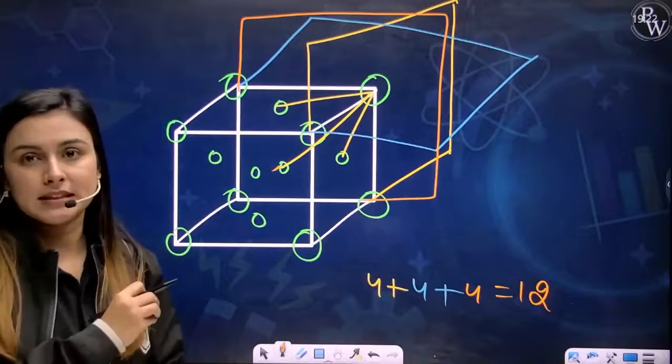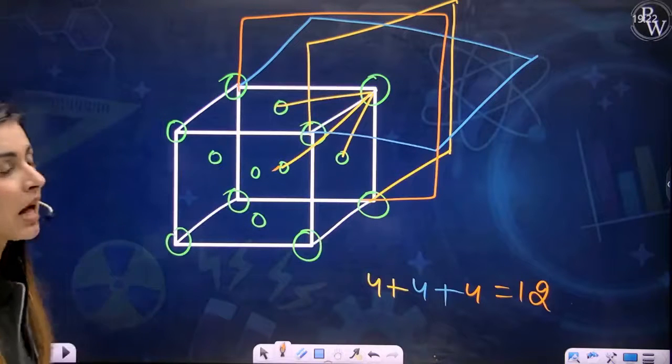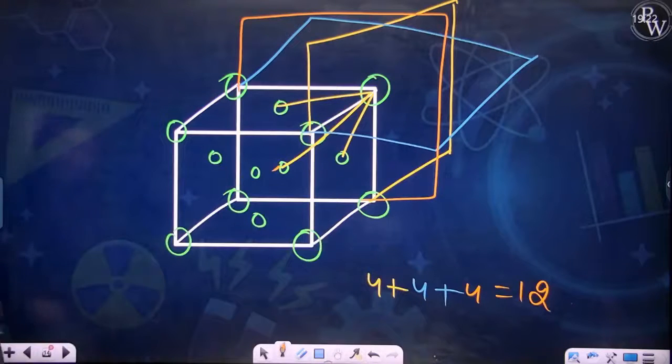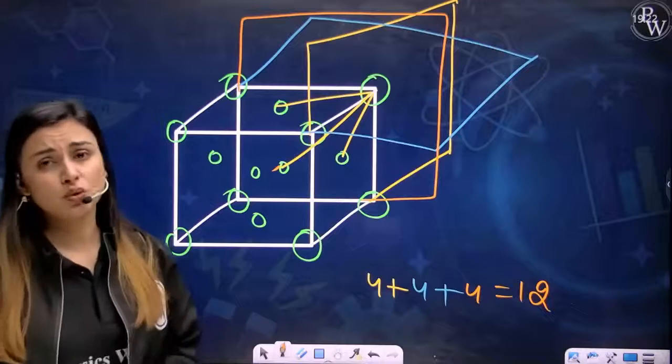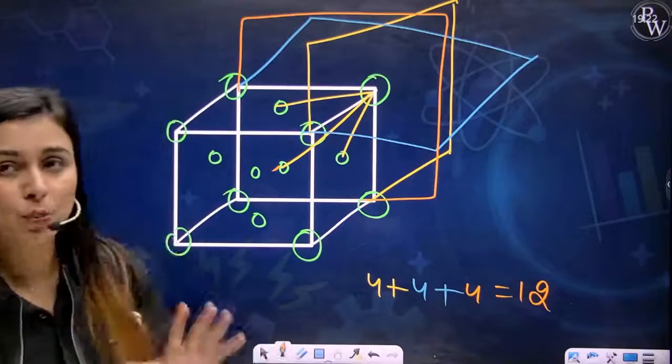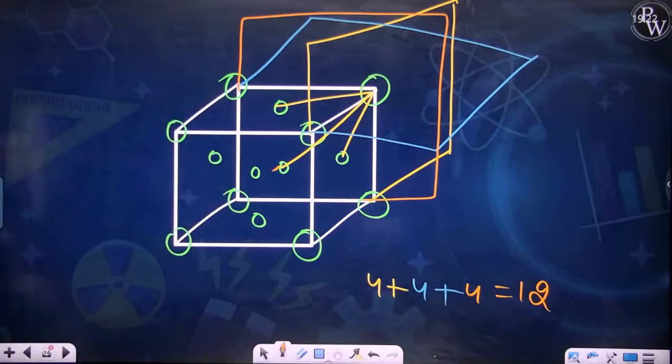Yes. So this is how, my dear students, you can calculate the coordination number, which comes out to be 12. Okay. Yes. I hope you're clear with this. You want to draw it, please draw it, and then we'll move forward.